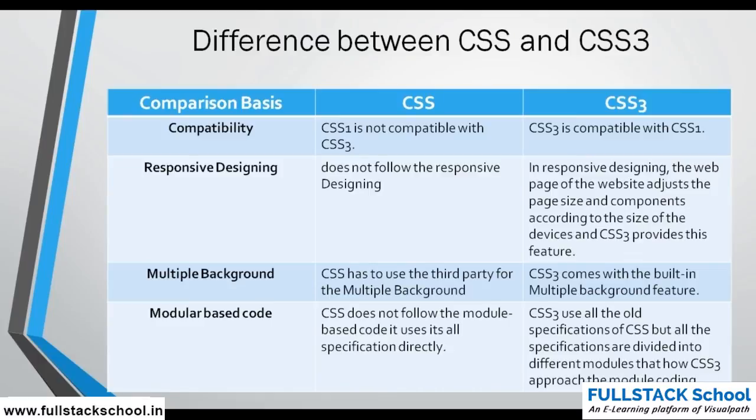Now, going next, which is multiple background. CSS has to use a third party for the multiple background, but in CSS3 itself, we can use the multiple background feature. Then modular based code, which CSS does not follow. It uses all its specifications in one direction, but CSS3 uses all the old specifications of CSS, but all the specifications are divided into different modules. That's how CSS3 approaches modular coding.